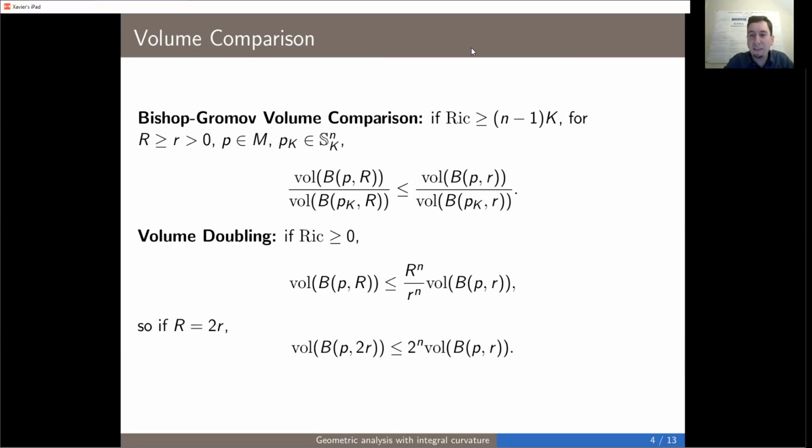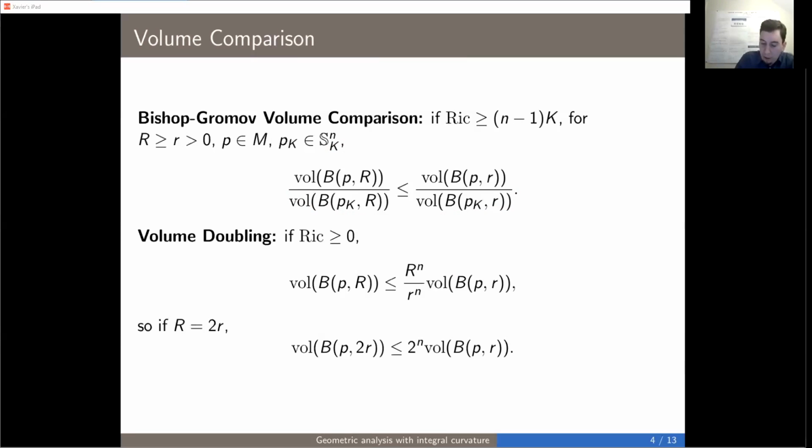Let me see if I can pull out the chat. Can a similar formula like volume doubling be obtained for k negative? Right. Yeah. Good question. So actually, what you can obtain for negative curvature is a volume comparison result, but not exactly volume doubling. No, volume doubling doesn't quite work.